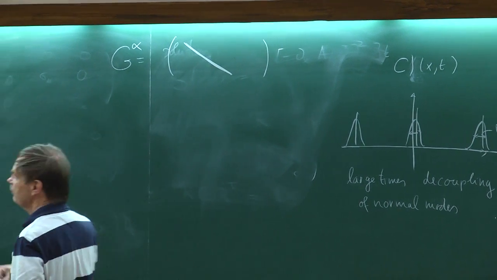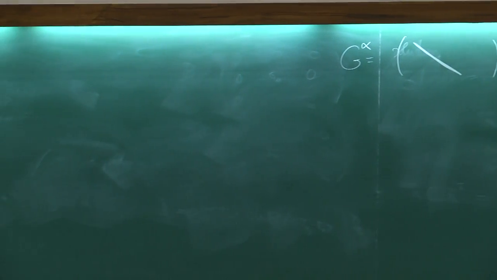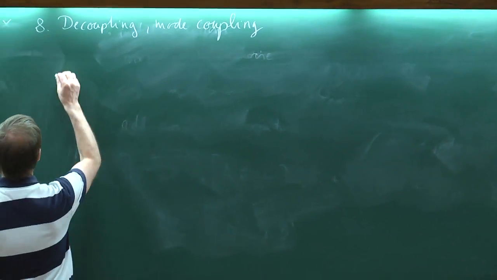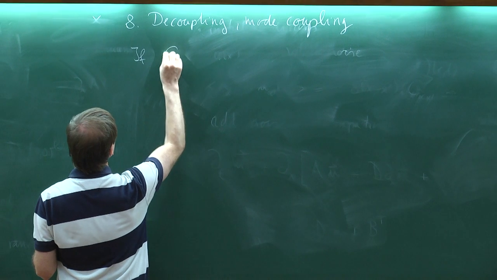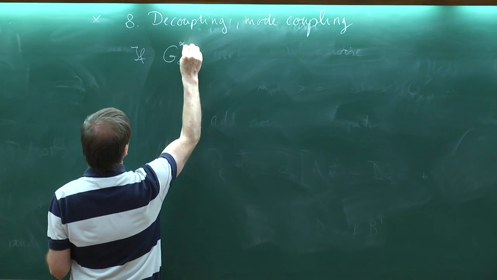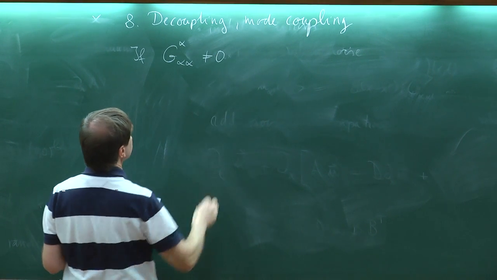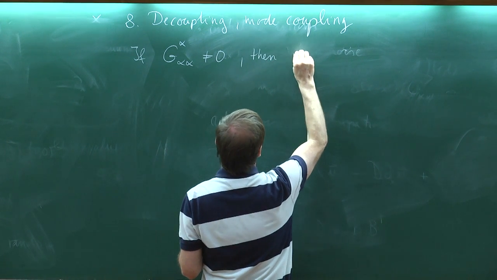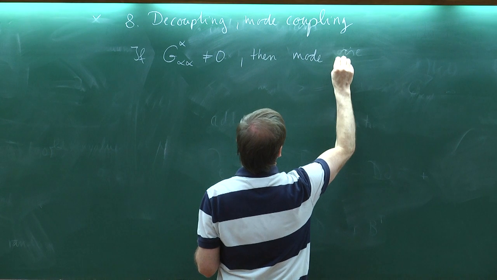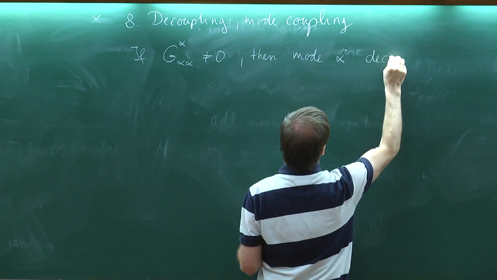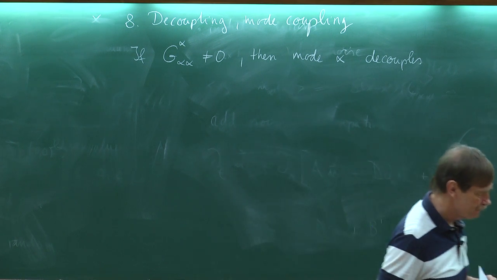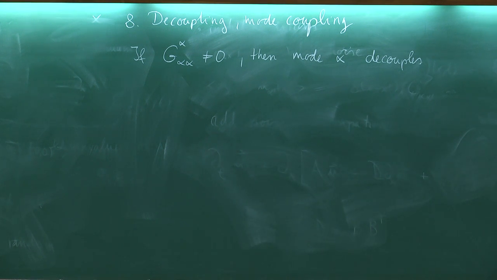Okay, so the correct decoupling assumption is the following. That I'm using here implicitly that the velocities are distinct. So it's just in this case, if G alpha alpha is different from zero, then... so is G alpha alpha equal to zero?